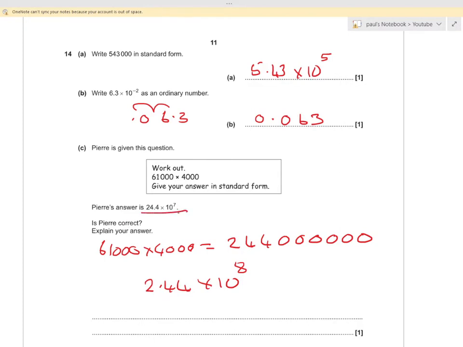8. Well, it sort of is, but it's not, as Pierre is wrong, as it's not standard form. Happy with that? Yeah.